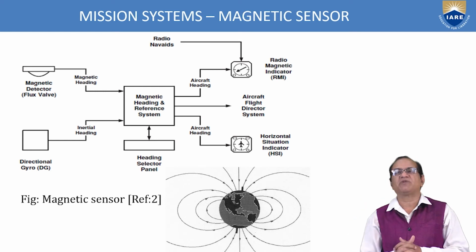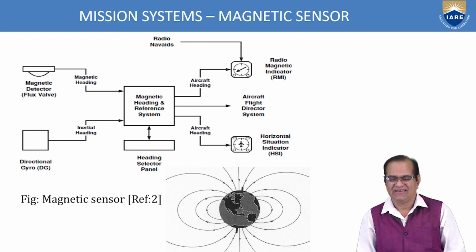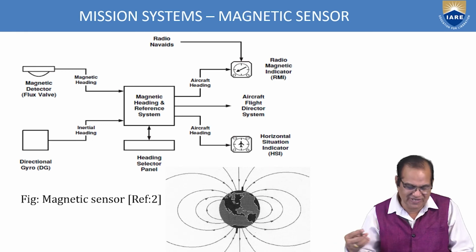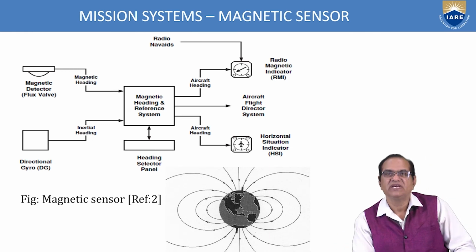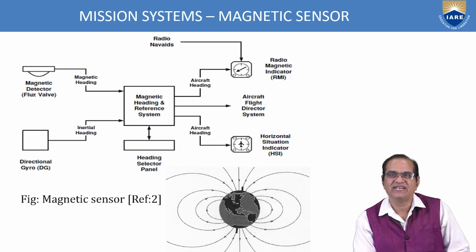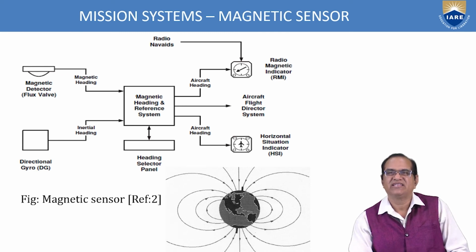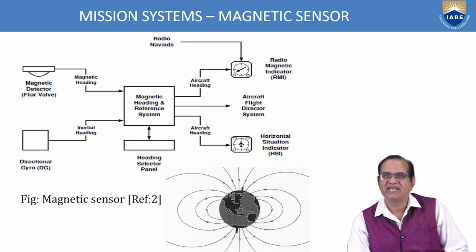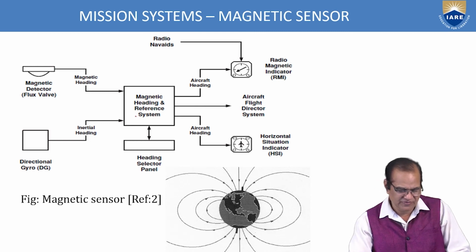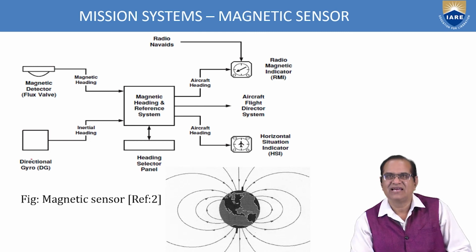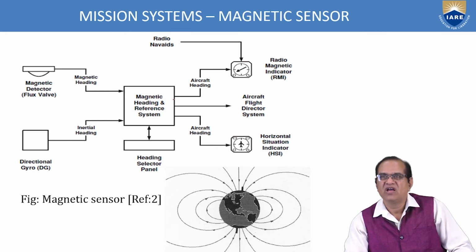So that is the principle of any magnetic sensors. Here we can see the magnetic detector, called the flux valve. This is the magnetic heading, which will go to the magnetic heading and reference system. Here we have the directional gyro, which gives the inertial heading. So here is the magnetic heading and this is the inertial heading. This will go from here to the aircraft heading.